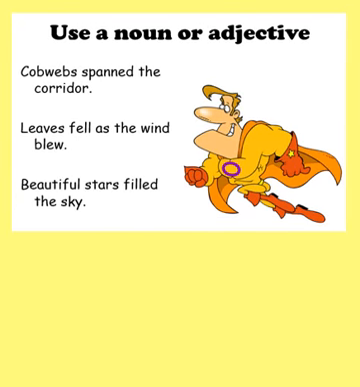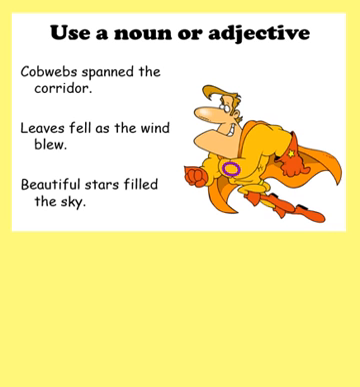Our next one is to use a noun or adjective. I really like this one because it's a little bit easier to use. We're thinking about a specific thing that we're writing about. We're going to start with that thing, that noun, for example, before we start writing the rest of our sentence. Or if we're describing something, we can start with that adjective. So here the examples are cobwebs spanned the corridor, so they're everywhere. Leaves fell as the wind blew.